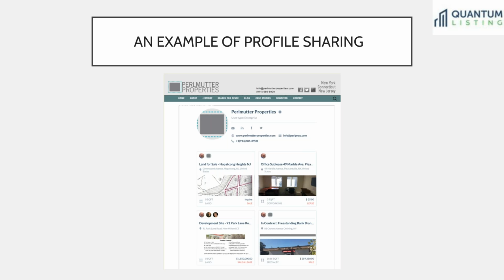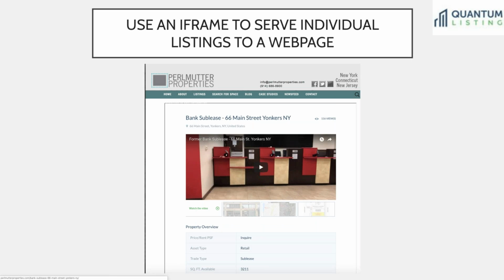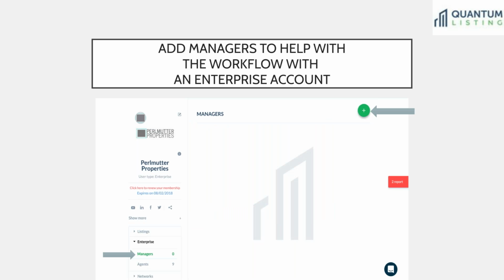And again, as I mentioned before, it makes things super easy. You can also share an individual listing to a web page, and again, it's using iframes. So if you change it on Quantum Listing, it gets updated automatically on your website. This is what it looks like, or a portion of the page.